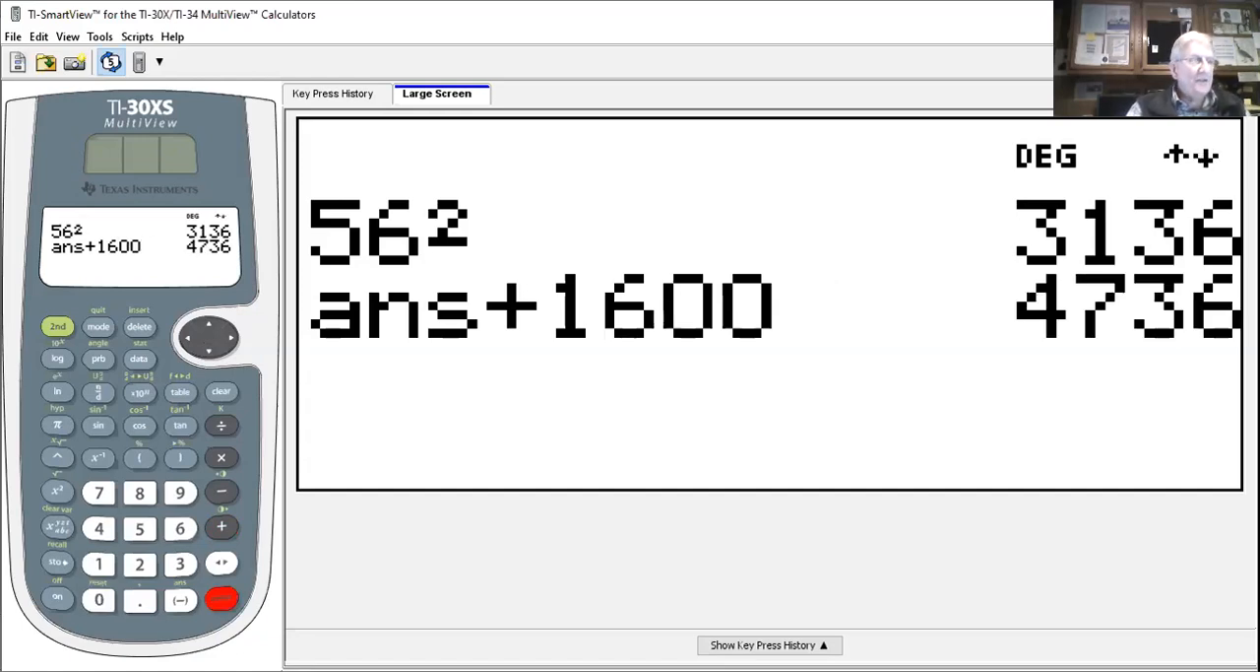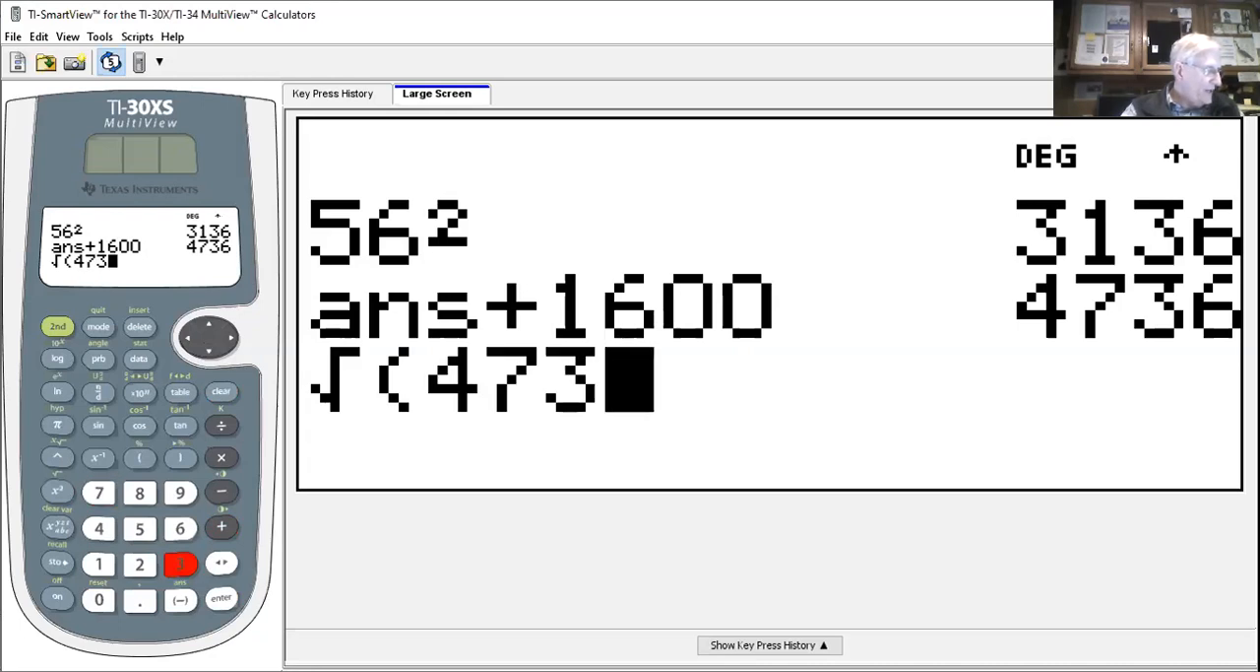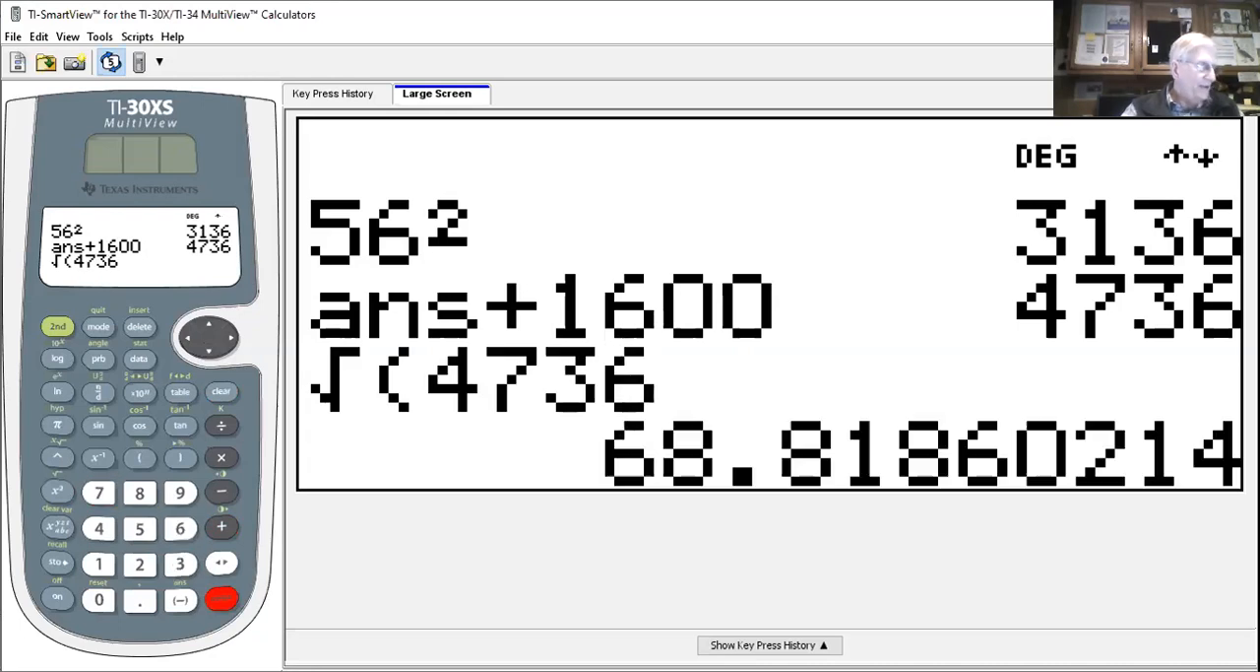And you see the answer I get is 4736. Now, what do I do with the 4736? Well, what I do is I take the square root of it, right, to determine the length of the hypotenuse. So I'm going to do that right here while I'm here with the calculator. So I hit second, x squared, and I hit 4736, enter.